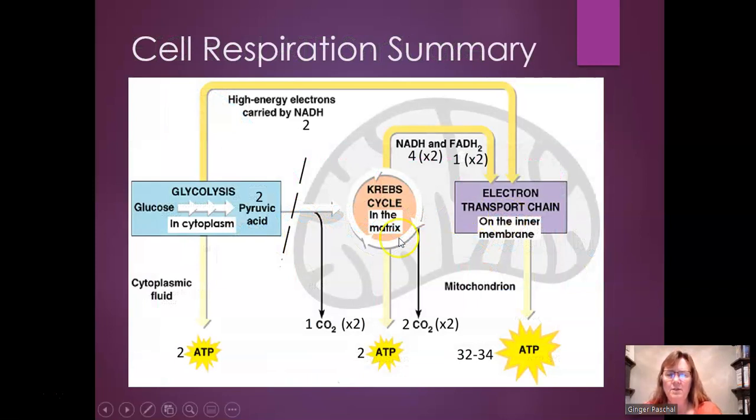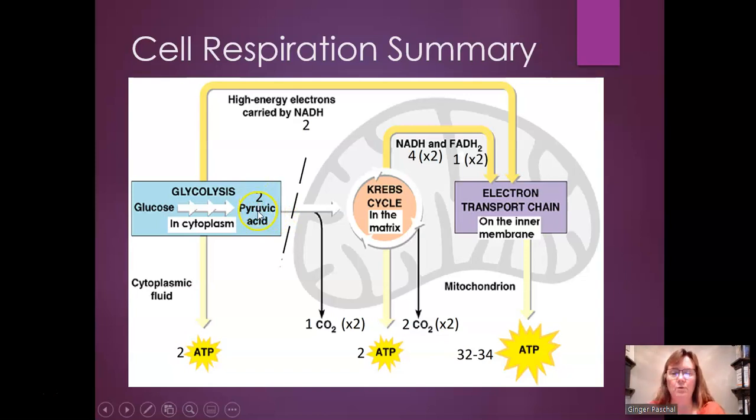So if we put all of these together, you can see we've got glycolysis in the cytoplasm, and it takes glucose and breaks it into 2 pyruvic acids. When it does that, a net of 2 ATP are made, and we also get 2 NADHs from that process.